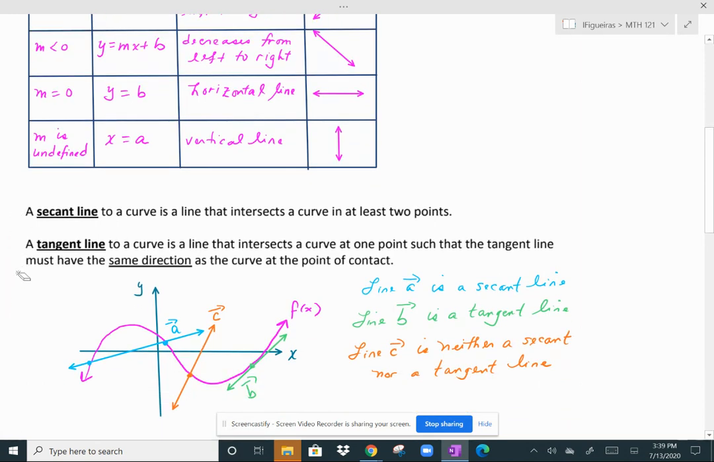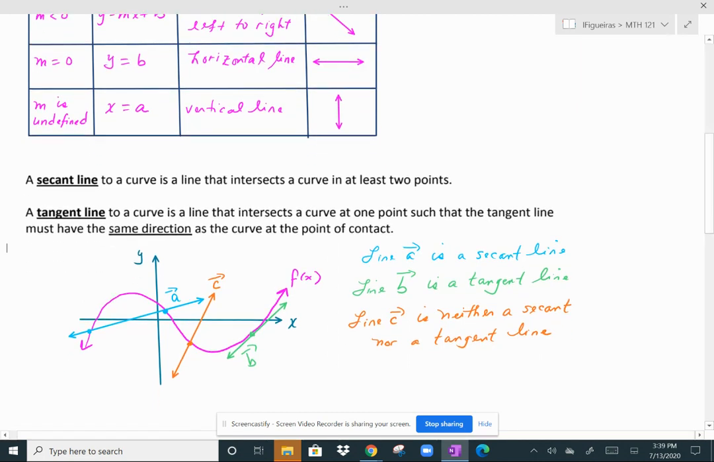And remember, with graphs, you always read them from left to right the same way you read text. So here I have a curve. The curve is in this magenta color, f of x. And I have 3 lines associated with this curve. I have line A in blue, line B in green, and line C in orange. So according to the definitions I just gave, line A is considered to be a secant line because it intersects the curve f of x at these 2 points that you see here. So that definitely satisfies the definition of a secant line.